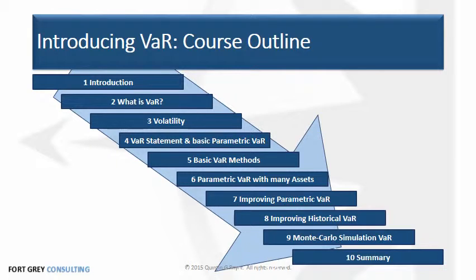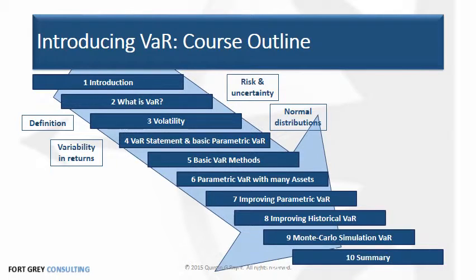Thereafter, we turn to how we might improve historical value at risk, and for more complex scenarios, we look at Monte Carlo simulation value at risk. Finally, there is a summary. Reviewing the content of the course, in the introduction, we think a little about risk and uncertainty. When we ask what is VAR, we also include a definition.